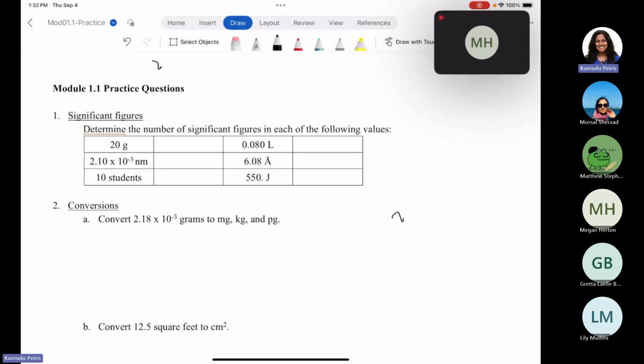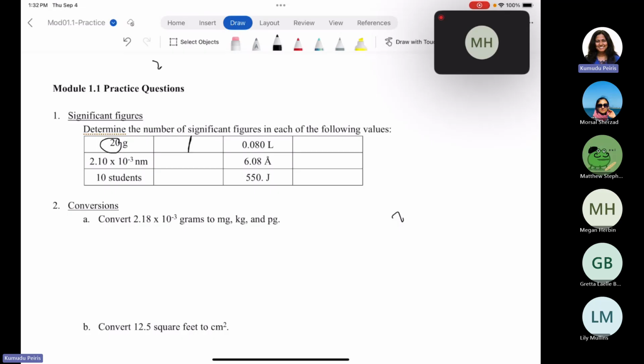Right. The first question: determine the number of significant figures in each of the following values. When you look at this one, the 20, we do not count the zeros after the number if there is no decimal place. If there is a decimal place, then we'll count. But there is no decimal place. So in 20, we count only the number 2 as a significant figure. So it has only one significant figure.